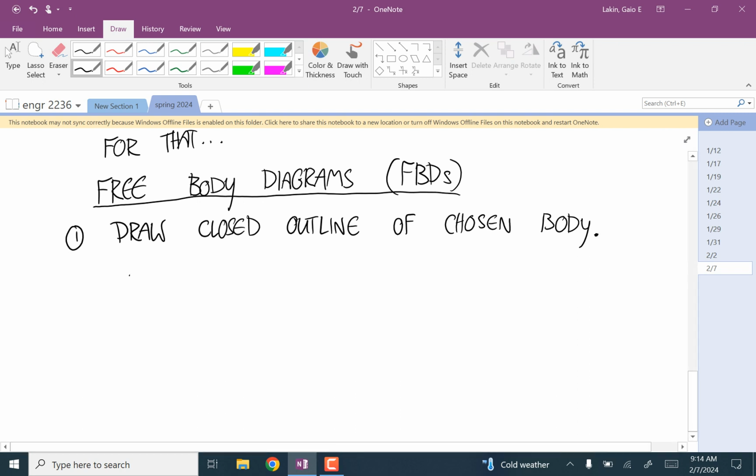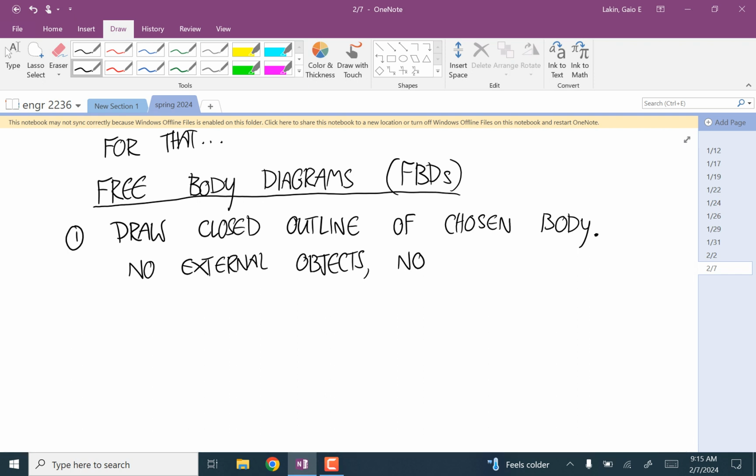And in this picture, you're not going to include any external details, no external objects. And you're not going to include any internal details. The only purpose of this outline is to make the distinction between what's in and what's out, okay? It's like Mean Girls. No internal details. They don't care about the internal details. They just care about who's in and who's out.